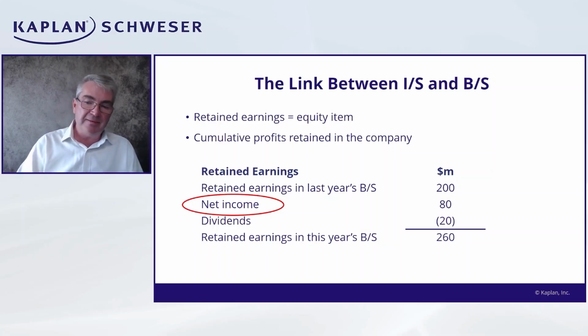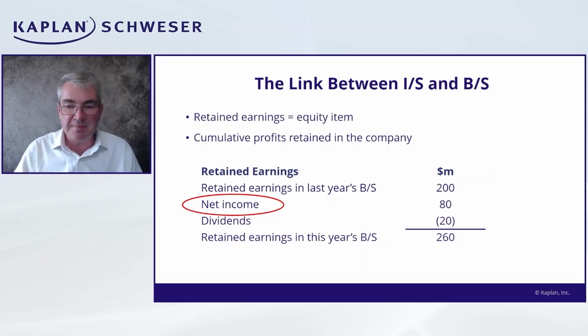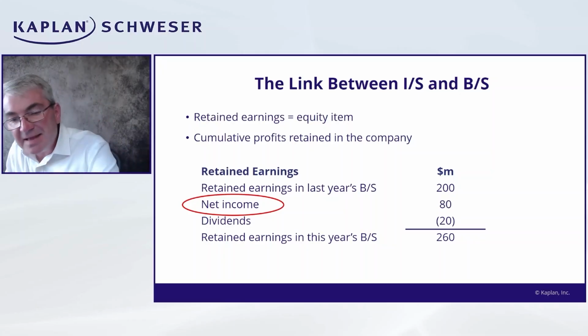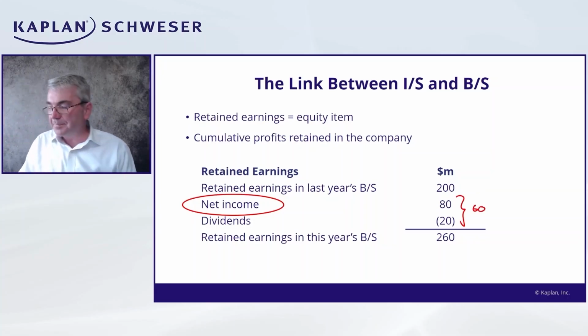So what you've got here is a little reconciliation of retained earnings. Retained earnings in last year's balance sheet, we've got 200 million. This year, the company generated net income of 80 million and declared a dividend of 20 million. So notice the retained earnings go up by the retained profit for the year. And the retained profit for the year, of course, is the net of the 80/20. So the retained profit is 60.